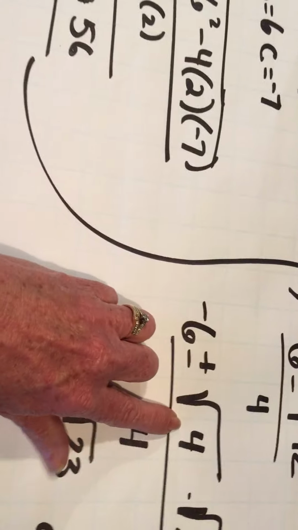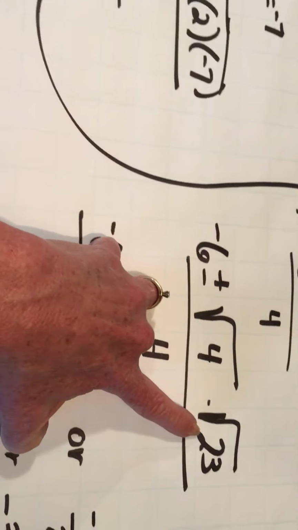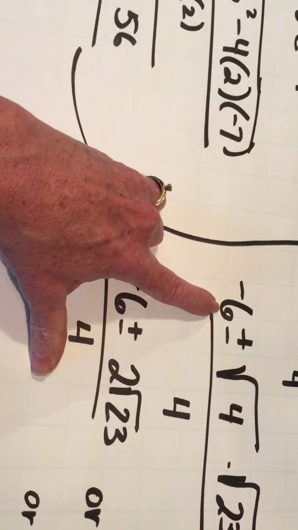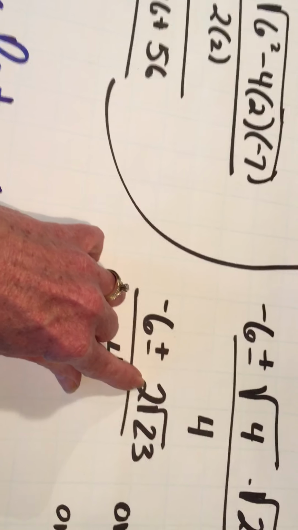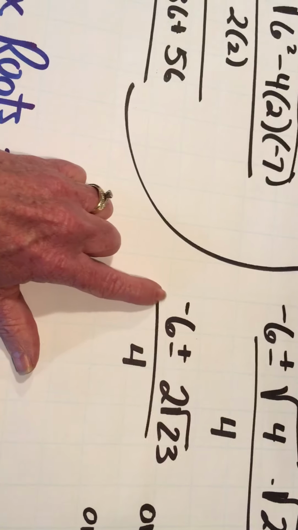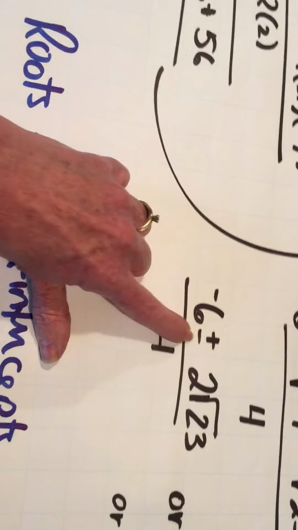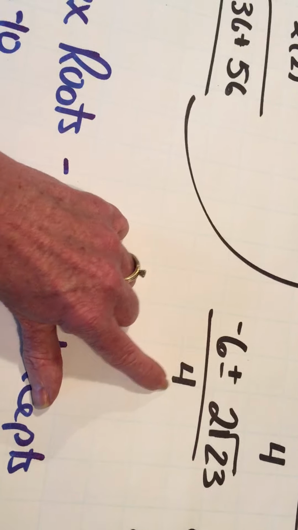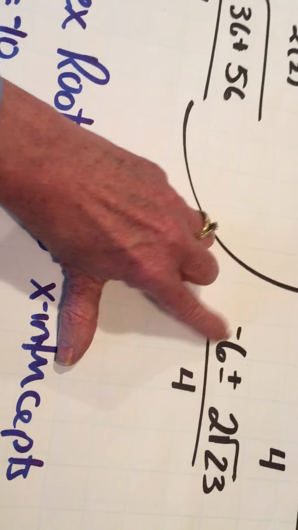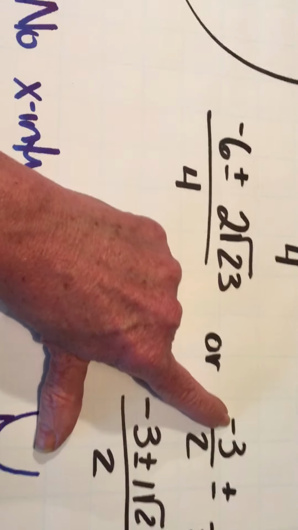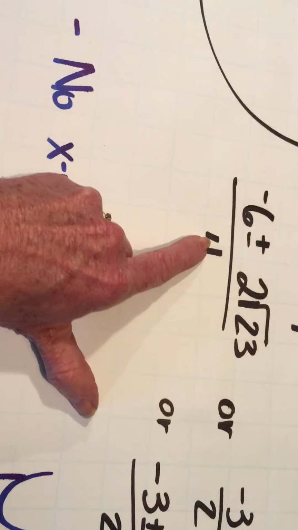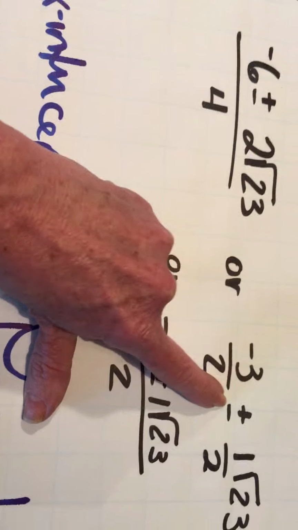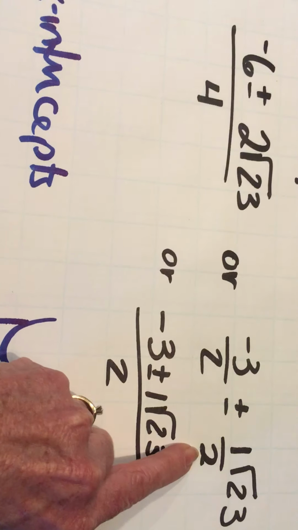92 breaks down into the square root of 4 times the square root of 23. So we have negative 6 plus or minus the square root of 4, which is 2, times the square root of 23. So you can leave it as negative 6 plus or minus 2 square root of 23 over 4. Or you can simplify this fraction by doing negative 6 over 4, which simplifies to 3/2. 2 over 4 simplifies to 1/2. So you can leave it as negative 3/2 plus or minus 1 radical 23 over 2.